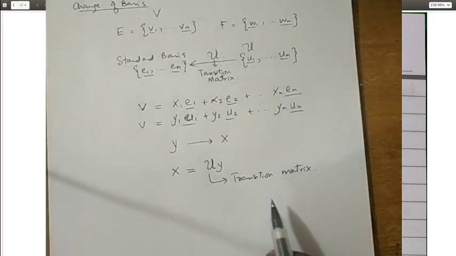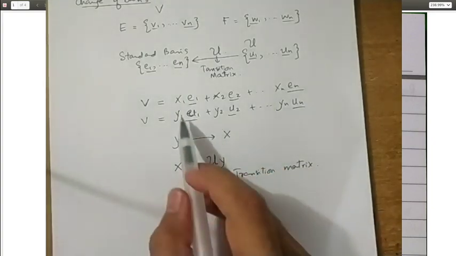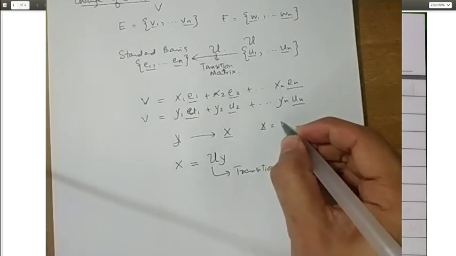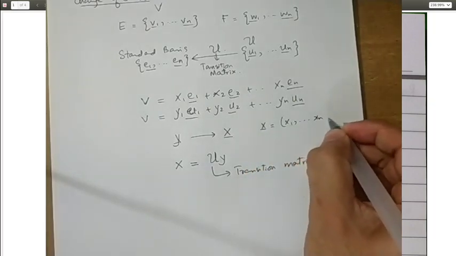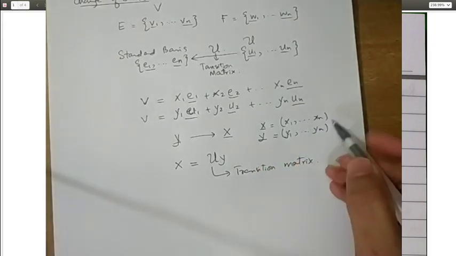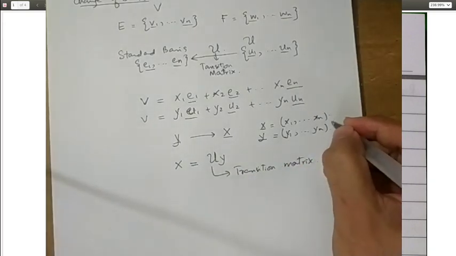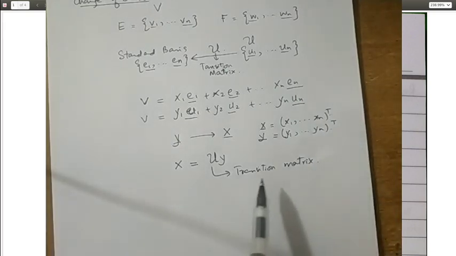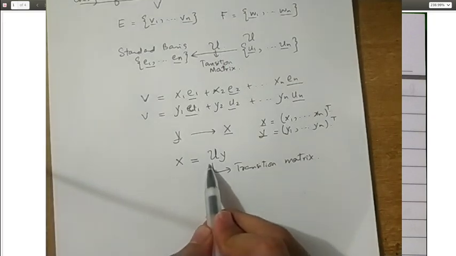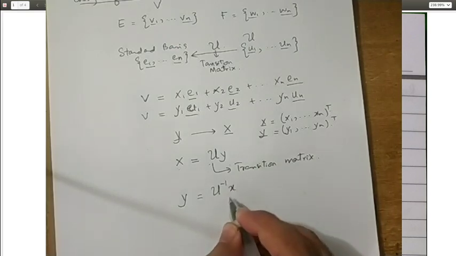And so if U is your transition matrix, what was the vector y and vector x? The vector x was simply the set of coordinates x1 to xn, and vector y was simply y1 to yn. So to go from these coordinates to these coordinates, multiply this vector by U. Let's put a transpose here so that it's more precise. And so x is equal to U y, where U is the transition matrix. And if you want to go from x back to y, then y is simply U inverse of x.